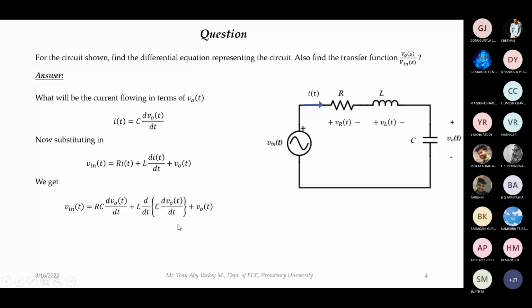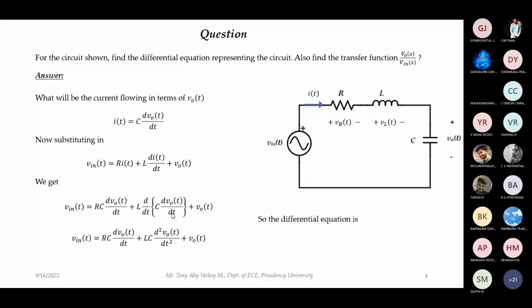What will happen to this? d by dt of dV output of t by dt. What is that? You are differentiating it how many times? Double differentiation of the function V output of t, correct. So this can be written as V in of t is equal to RC dV output of t by dt plus LC d square V output of t by dt square plus V output of t. Is it clear? Yes, sir. So this is the differential equation of this particular circuit.